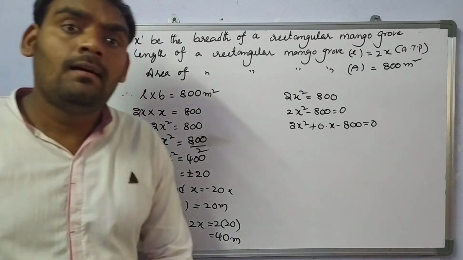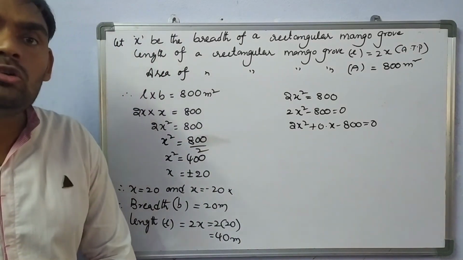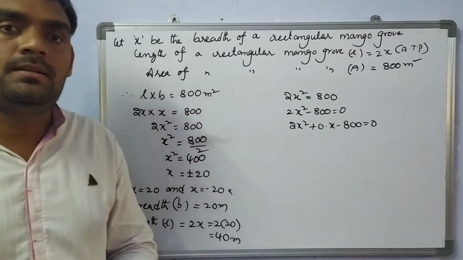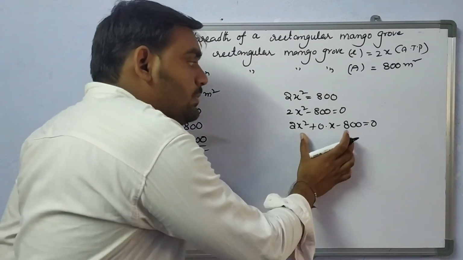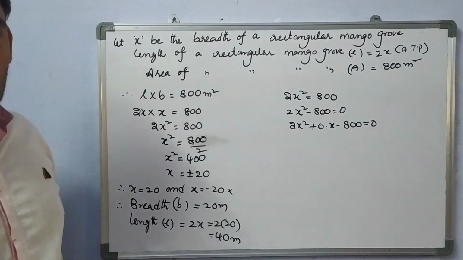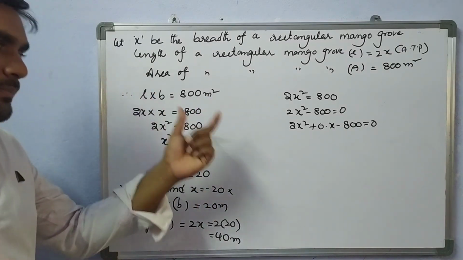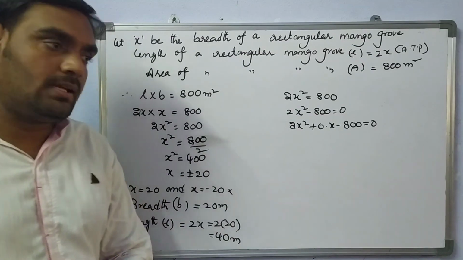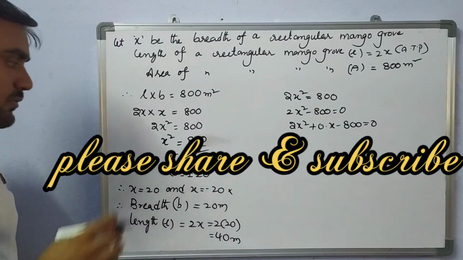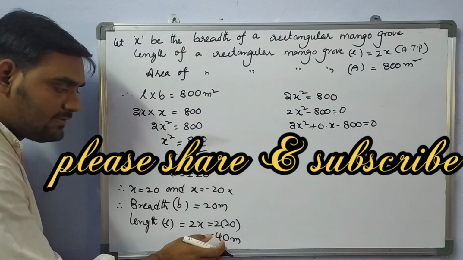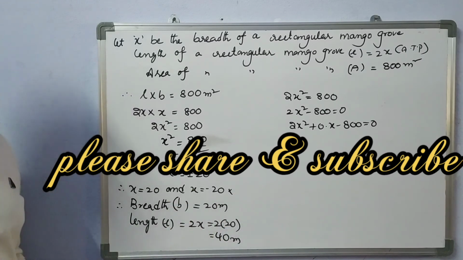See, can we get a rectangular mango grove with these dimensions? Yes, we can. How can you say? Here the discriminant value is greater than 0. So it is possible to make a rectangle with the given information. Next, what are the length and the breadth? Here length is 40 meters and breadth is 20 meters.